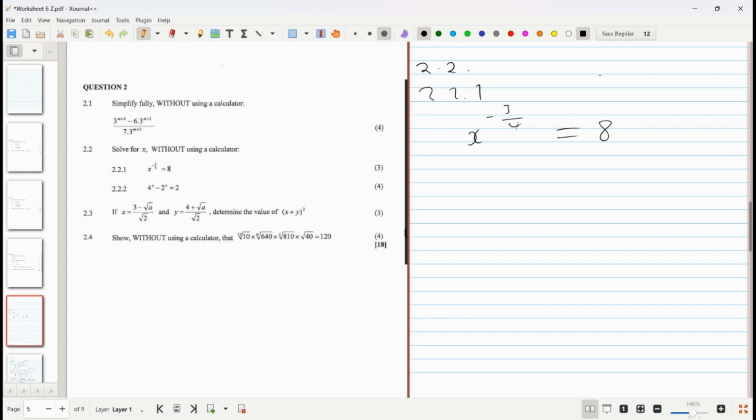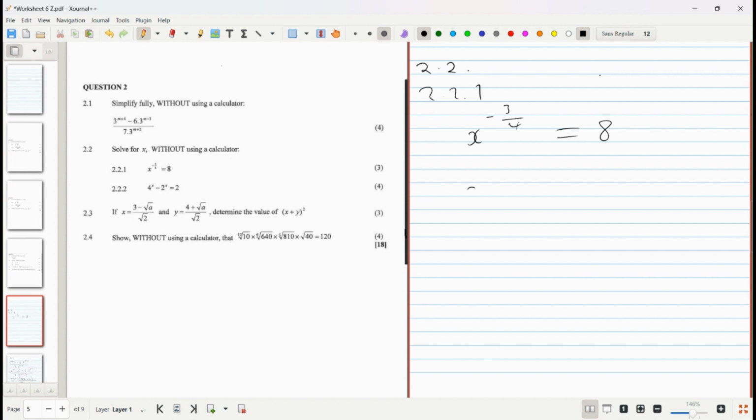That's what makes this equation here difficult to solve for x. So we need to get rid of this exponent here, right? In order for us to solve for x. How do we get rid of this exponent?